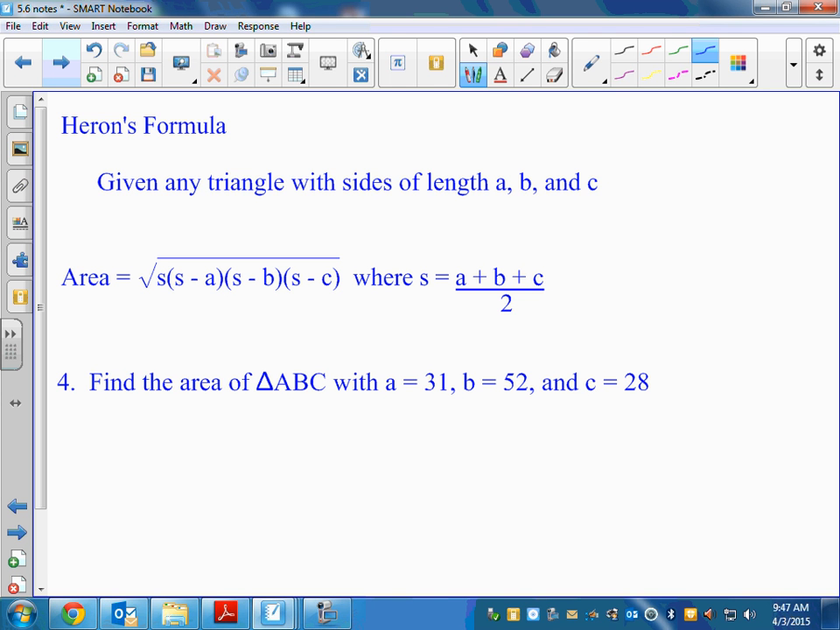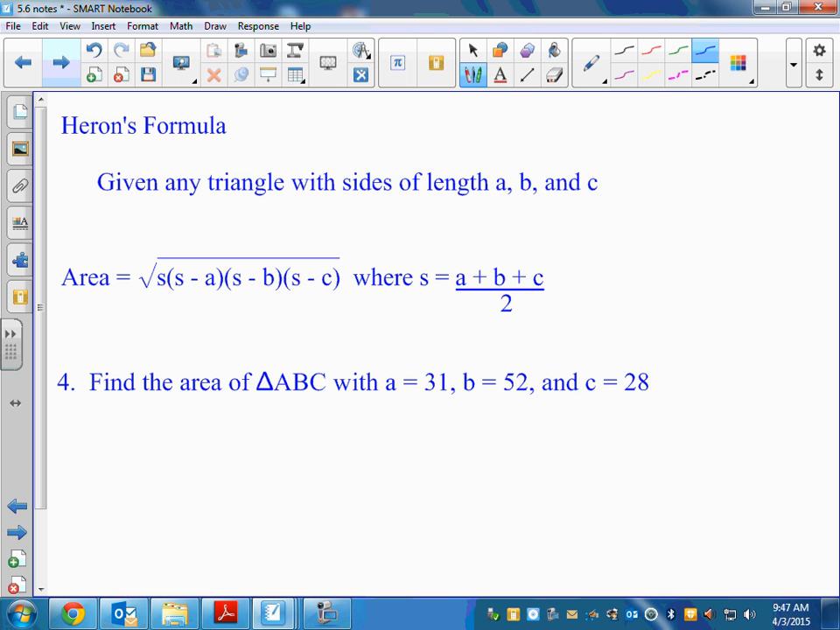Heron, H-E-R-O-N. Like heroin? Like Lady Bird. Heron's formula is named after Heron of Alexandria, whose proof of the formula is the oldest on record. No relation to drugs whatsoever.